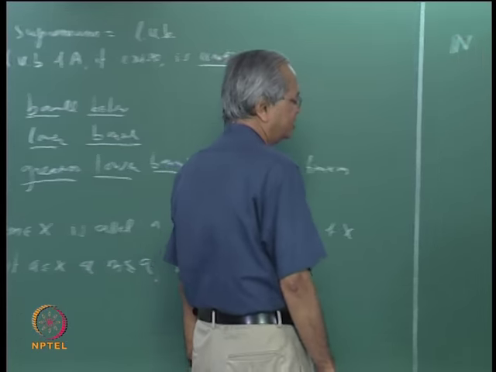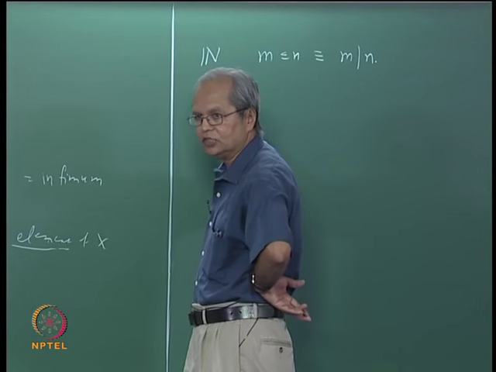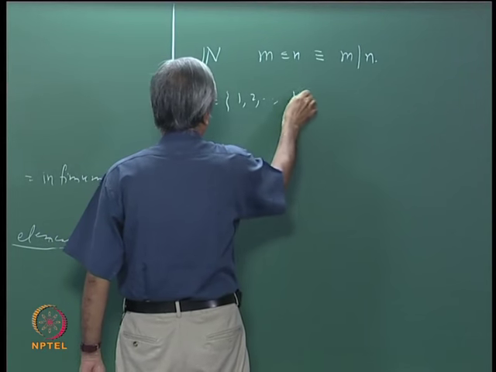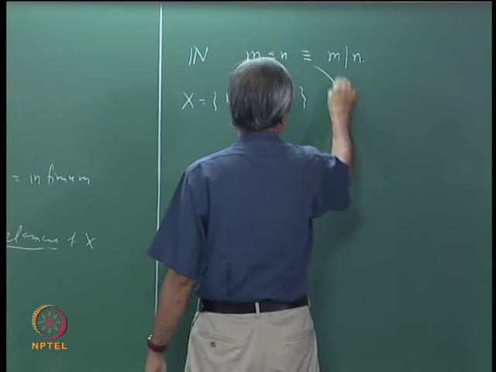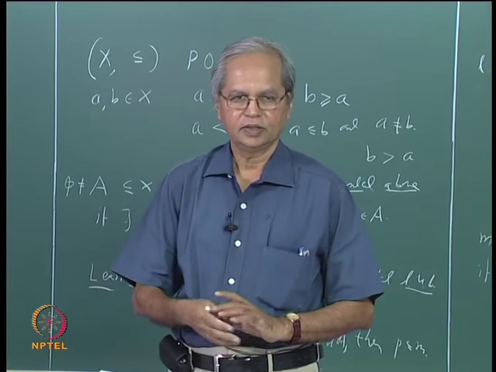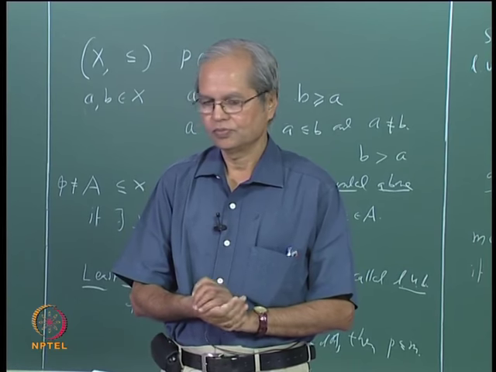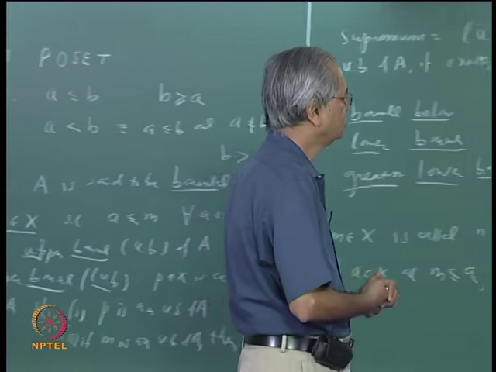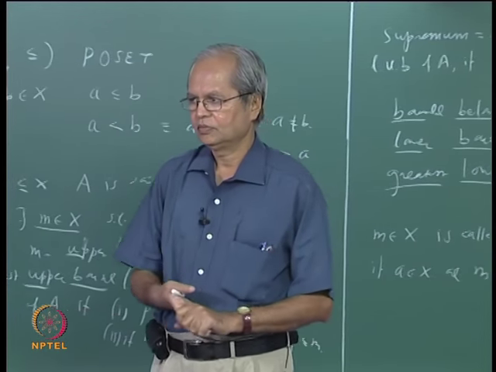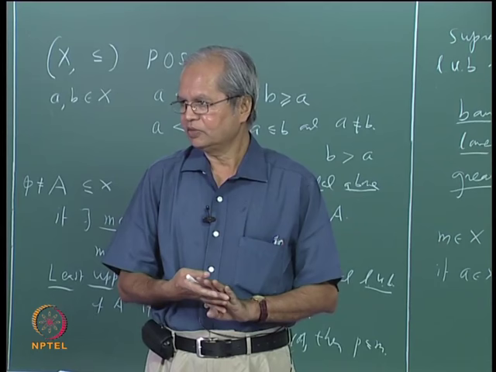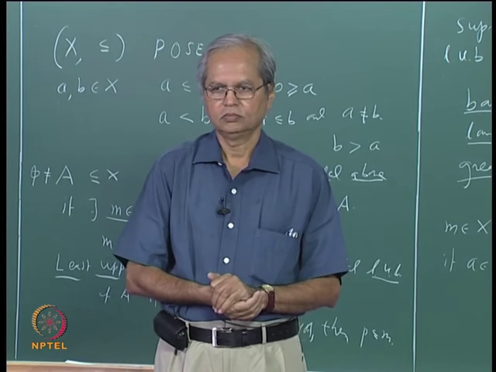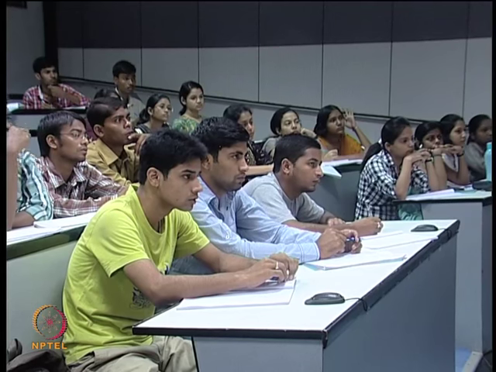Now this time what I will do is that instead of taking the whole set N, I will take only, let us say, this set. Suppose I take this set as X, 1, 2, let us say up to 10, okay, and with this partial order. Take first 10 natural numbers and consider the order M less than or equal to N means M divides N, okay. All right. Does this set have any maximal elements? 10 is a maximal element, fine, okay. Is 10 an upper bound? Yeah. 10 is an upper bound of X. Think carefully. What is the definition of upper bound?